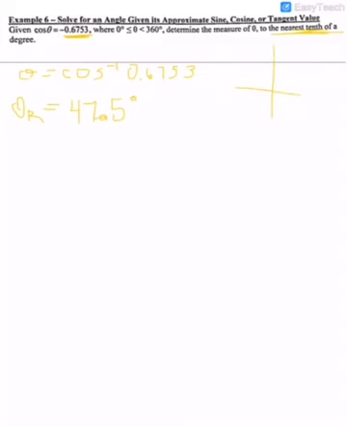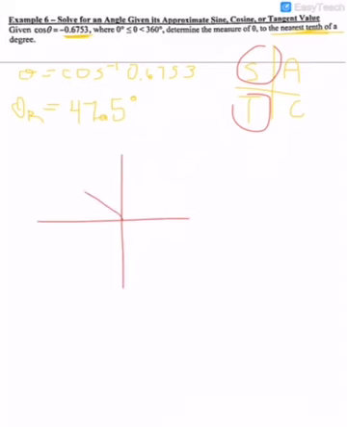Now here cos is negative. So again, according to A Smart Trig Class, cos is negative in either quadrant 2 or quadrant 3. So I'm going to look for a reference angle of 47.5 in quadrant 2, which means that if you take 180 and subtract the 47.5, you'll end up with 132.5 for your standard position angle.